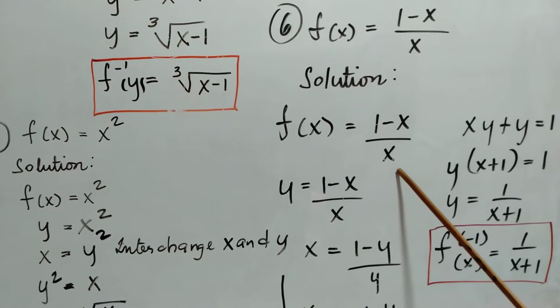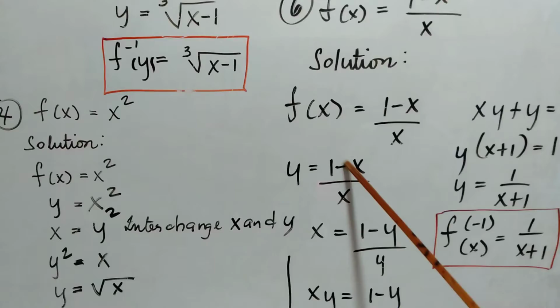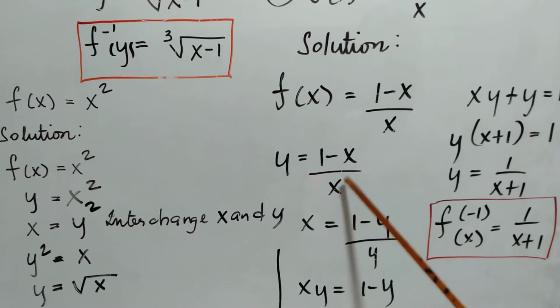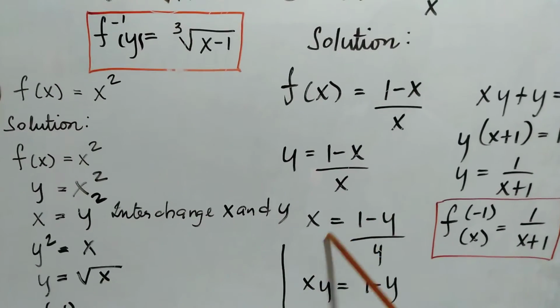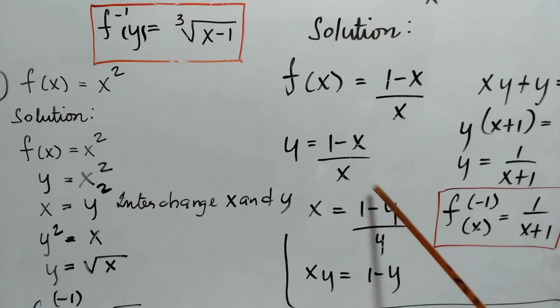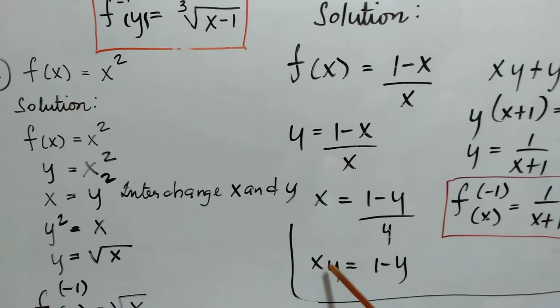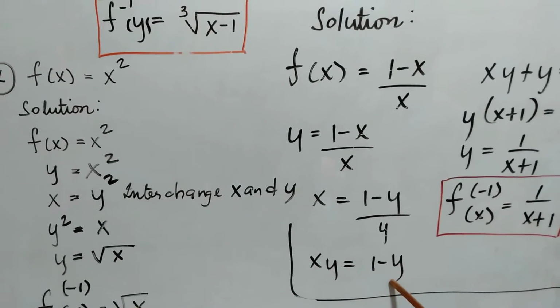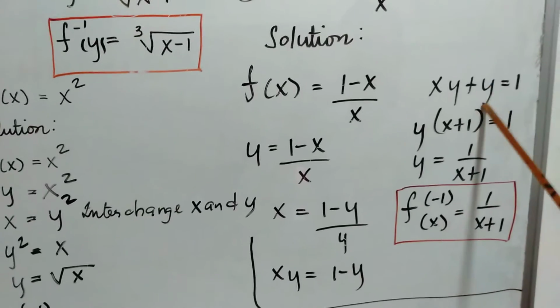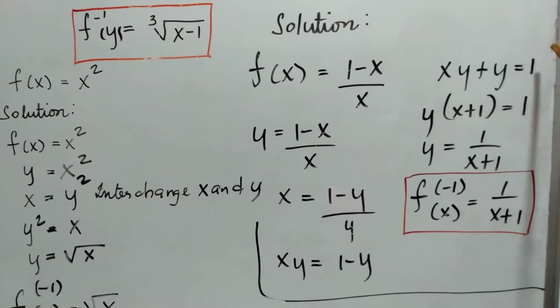And then we change this one to y, no? So y is equal to 1 minus x over x. And then we interchange x and y. So x is equal to 1 minus y over y. And then we multiply the whole equation by y. So we get xy is equal to 1 minus y. And then we transpose y to the other side of the equation. So we get xy plus y is equal to 1.